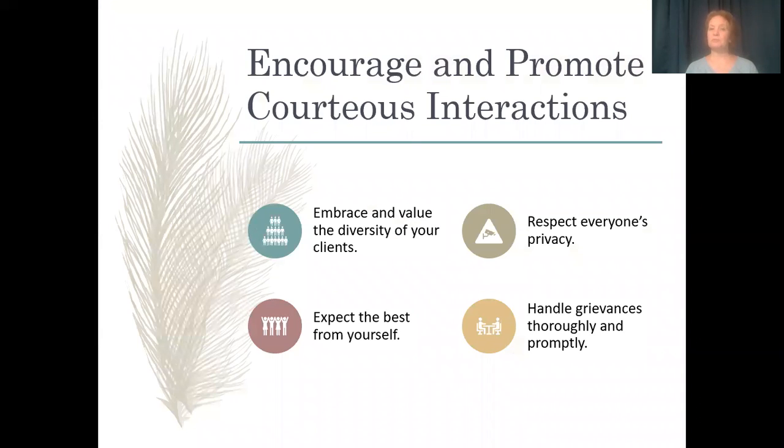So we want to encourage and promote courteous interactions. This means embracing and valuing the diversity of our clients. Now, Module 5, we're going to be talking a lot about embracing and valuing the diversity of clients, of our patients, of each other in the workplace. These things are super important. We're not going to cover too much about it right now because we're going to dedicate much more time to that later on. Respecting everyone's privacy will encourage and promote courteous interactions.